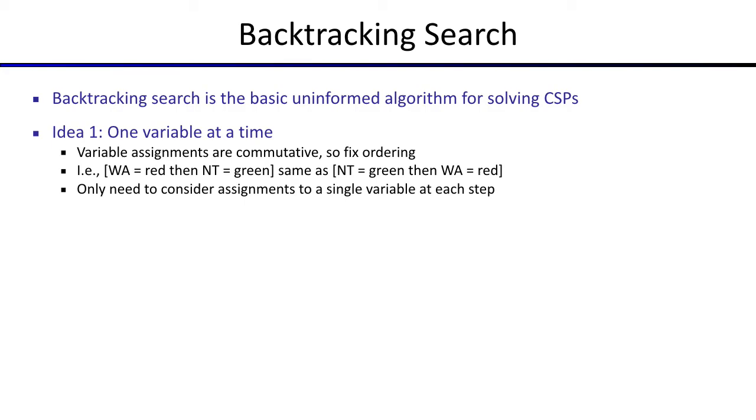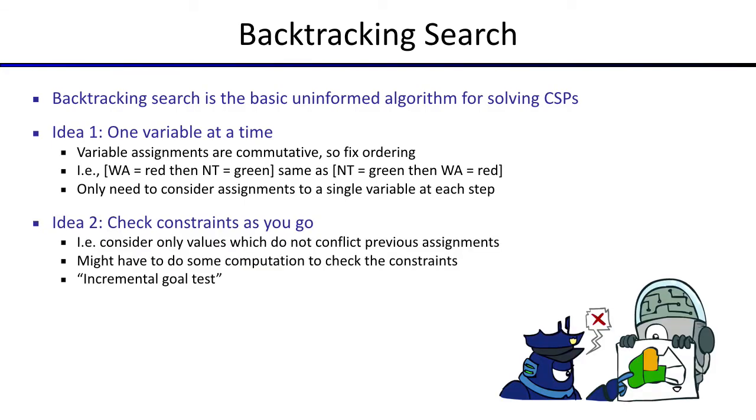So here, I'm going to do these in the other order, actually. Check constraints as you go. That's what we were just saying, where once you have two blues next to each other, don't keep assigning things, just backtrack right away. Give up on this search branch.